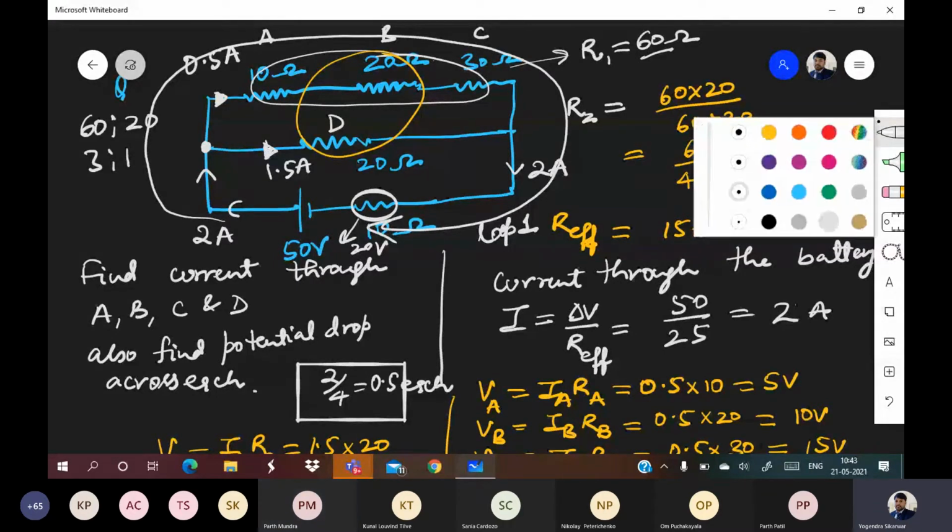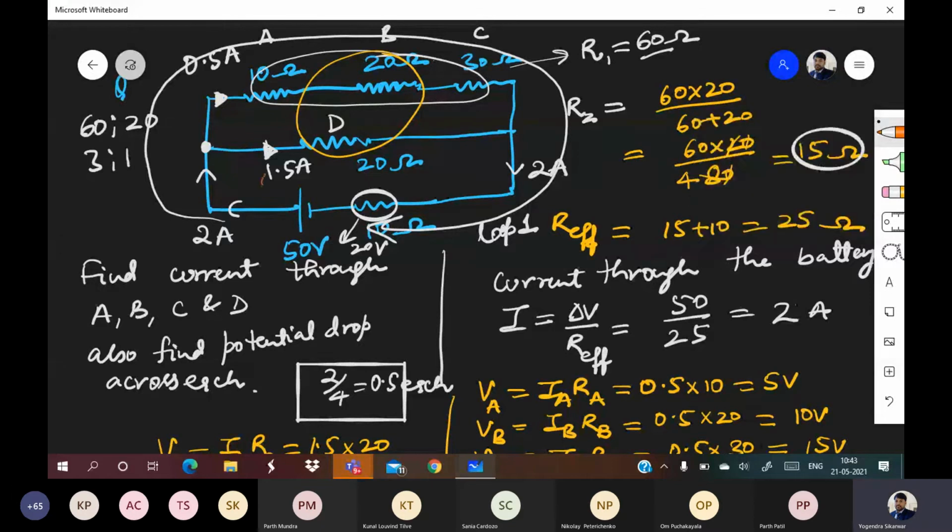Now take this loop, and see the total potential drop. 30 and 20, again 50. Understood? Yes, this will be equal to the battery. Clear now? Yes, sir. Thank you.